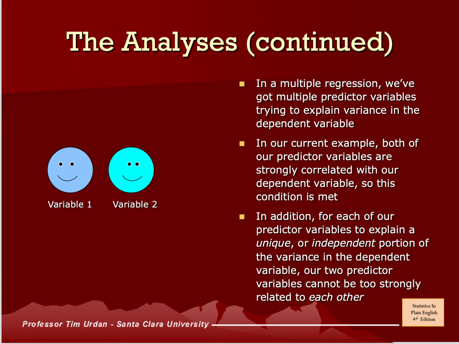Once I see that Pearson correlation, then I know we've got some predictor variables with a pretty strong relationship. In our current example, both are pretty strongly correlated because I basically got 0.7 out of the other one. In addition, those predictor values explain a unique or independent part of the dependent variable.